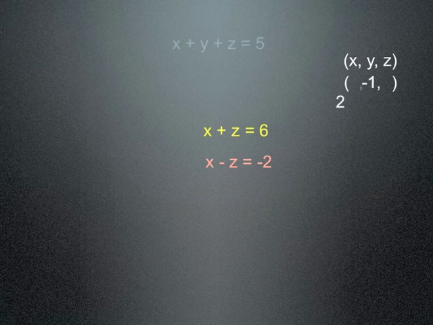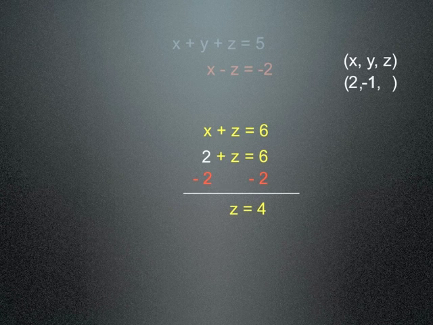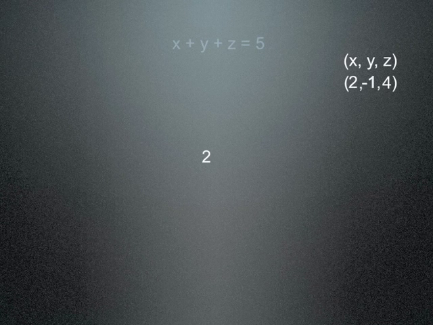Now I have two values, x and y. Now I'm going to put the 2 in the yellow equation, right there. 2 plus z is equal to 6. Add -2 to both sides of the equation, which gives me z is equal to 4. So now I'm going to put the z in its spot. Now I have all three variables. Let me get rid of everything on the screen. There we go.